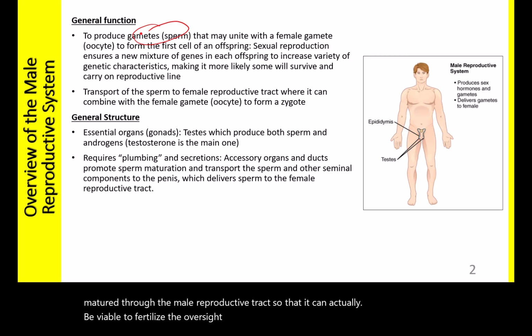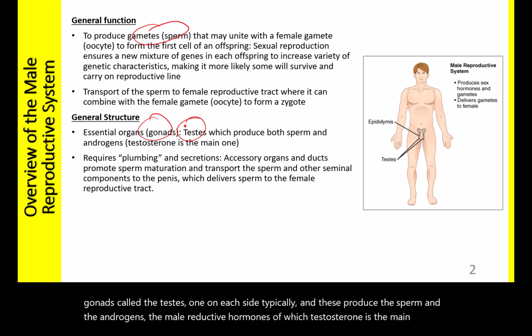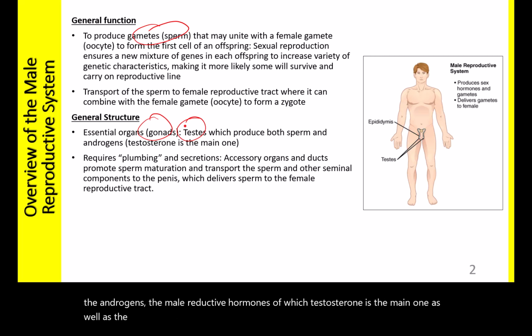So in terms of the general structures, we've got the gonads called the testes, one on each side typically, and these produce the sperm and the androgens, the male reproductive hormones, of which testosterone is the main one, as well as the plumbing or the ductwork or the tubing required to actually mature that sperm.